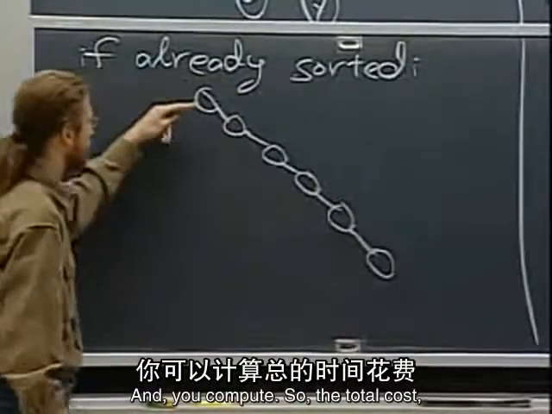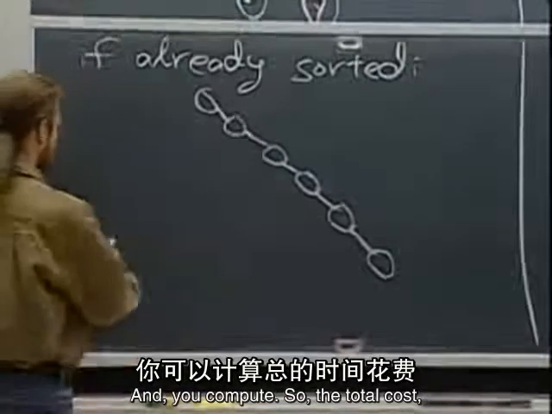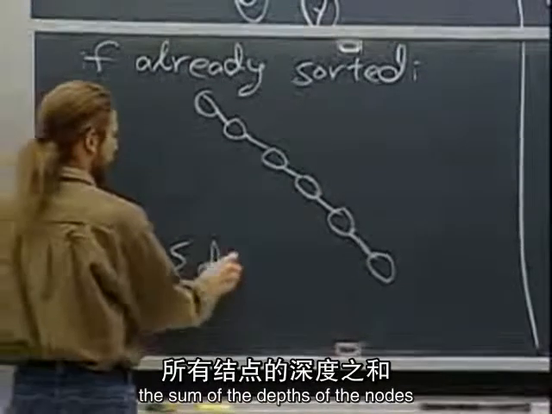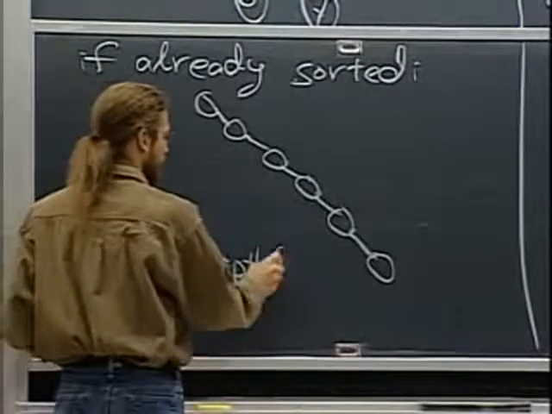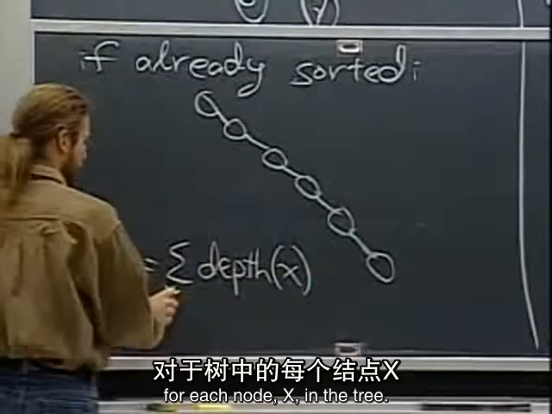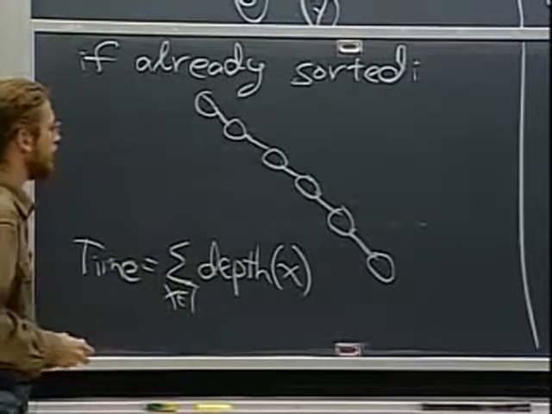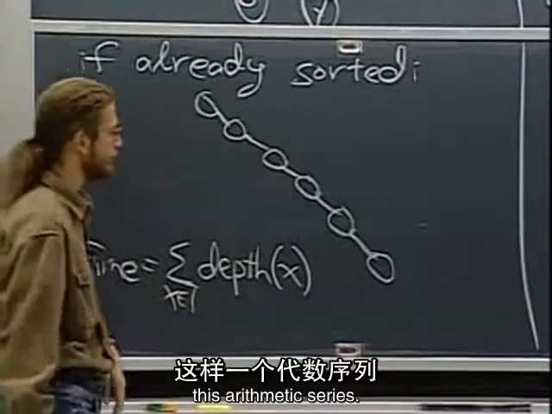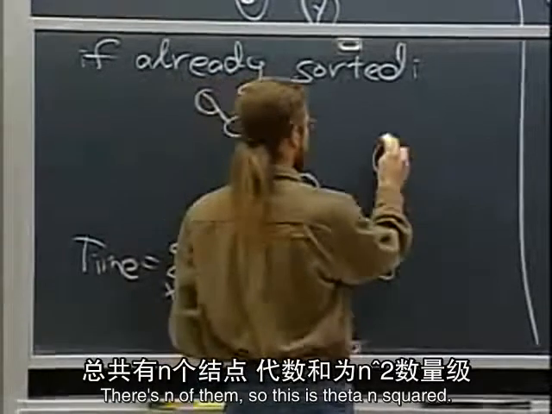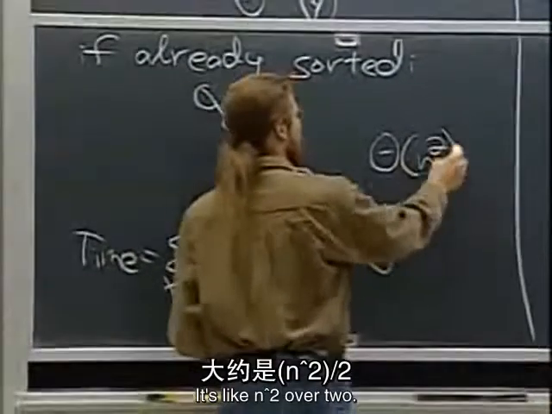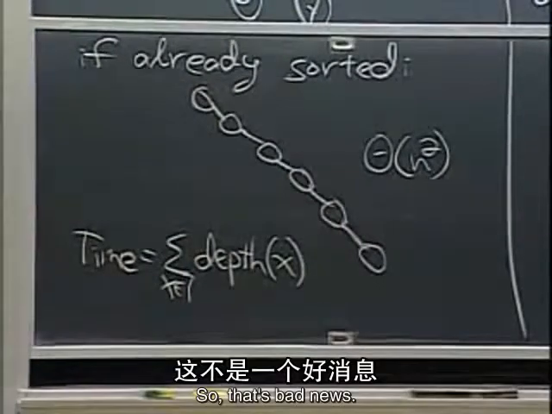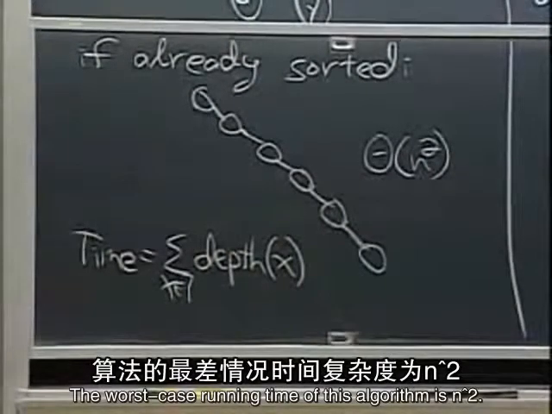And you compute, so the total cost, the time in general, is going to be the sum of the depths of the nodes, for each node x in the tree. And in this case, it's 1 plus 2 plus 3 plus 4, this arithmetic series. There's n of them, so this is theta n squared. It's like n squared over 2. So that's bad news. The worst case running time of this algorithm is n squared.